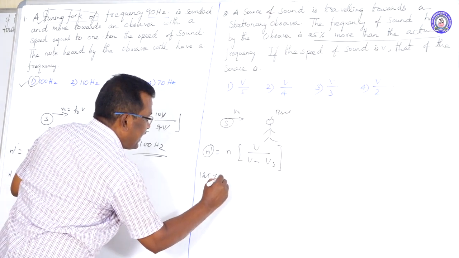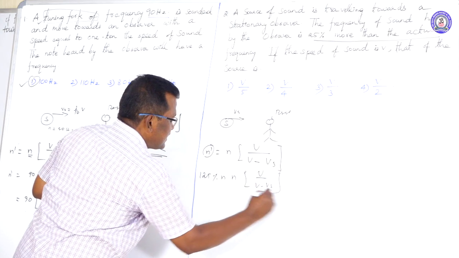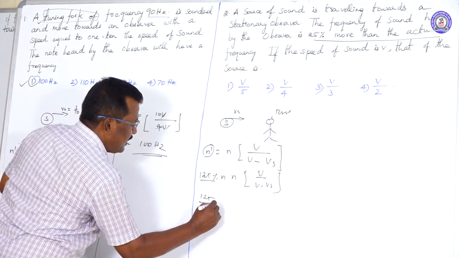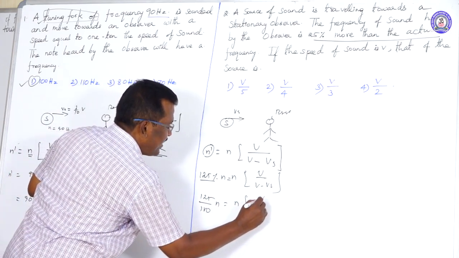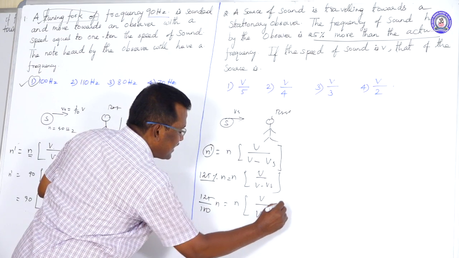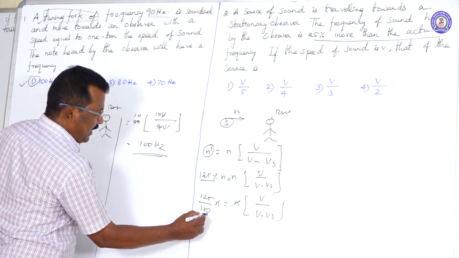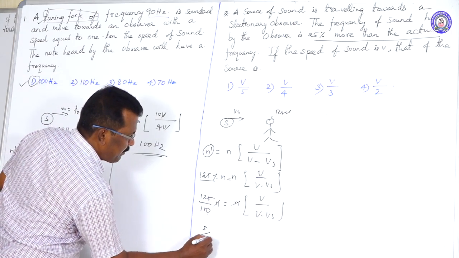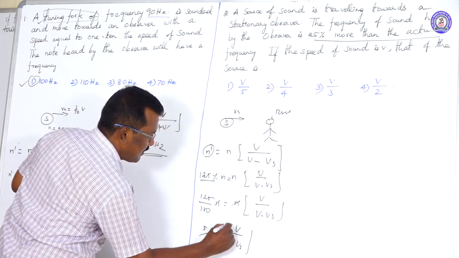125% of n times v divided by v minus vs. That is 125 by 100 n times v divided by v minus vs. The n cancels. 125 by 100 is 25, so 5 by 4. So 5 by 4 is equal to v divided by v minus vs.